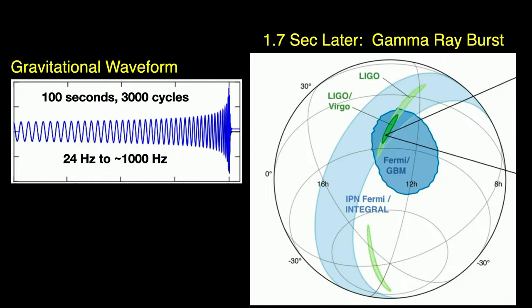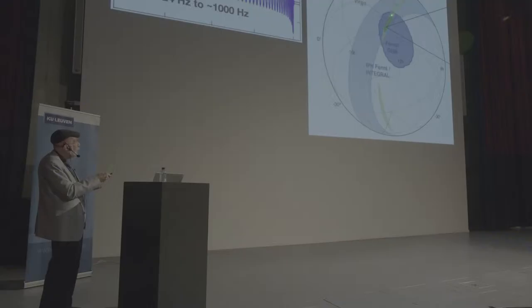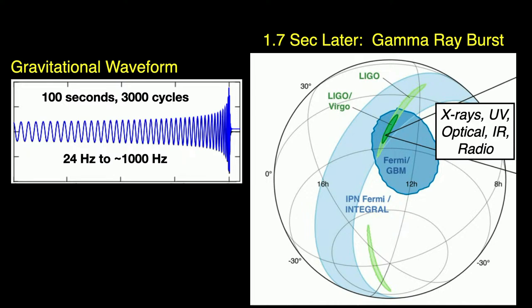You see many, many cycles of the inspiral and then the collision here. And 1.7 seconds after the collision occurred, according to the gravitational waves, a gamma ray burst arrived. Here is the location of the gravity wave source on the sky, and that's the location of the gamma ray burst source on the sky. So the two error boxes overlapped quite nicely. And then over the period of the following few hours, X-rays, ultraviolet, optical, infrared, and radio waves all came in.